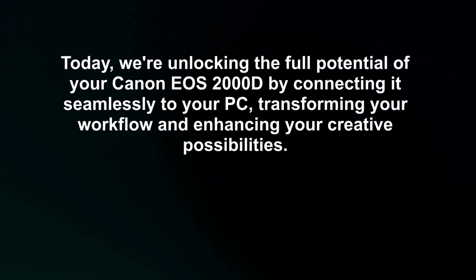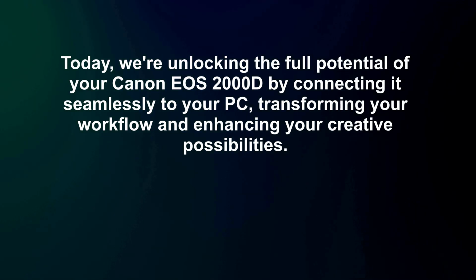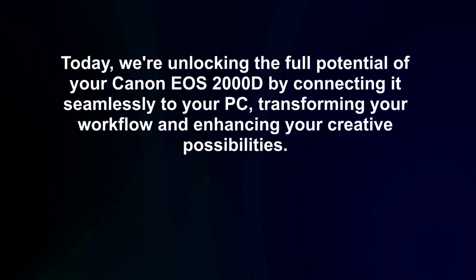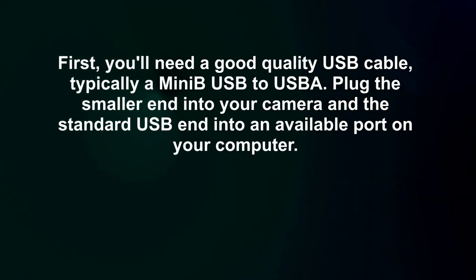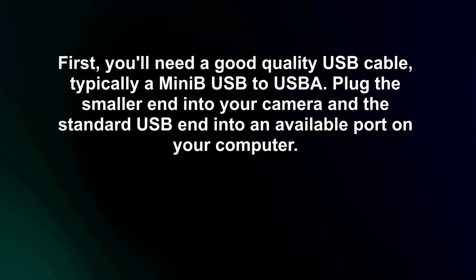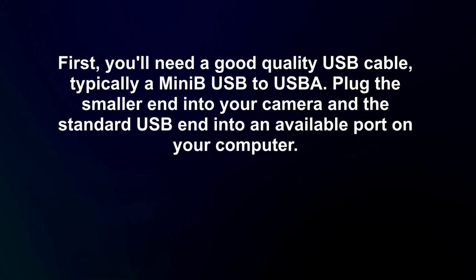Today, we're unlocking the full potential of your Canon EOS 2000d by connecting it seamlessly to your PC, transforming your workflow and enhancing your creative possibilities. First, you'll need a good quality USB cable, typically a mini USB to USB. Plug the smaller end into your camera and the standard USB end into an available port on your computer.